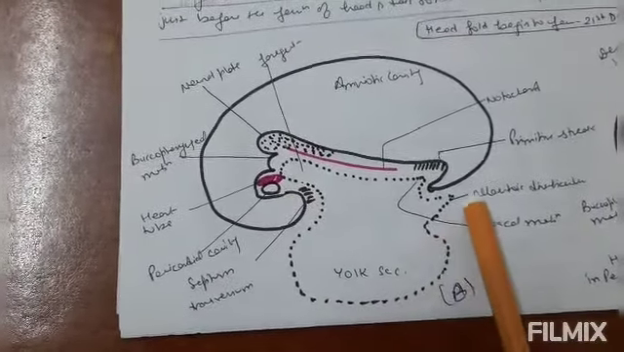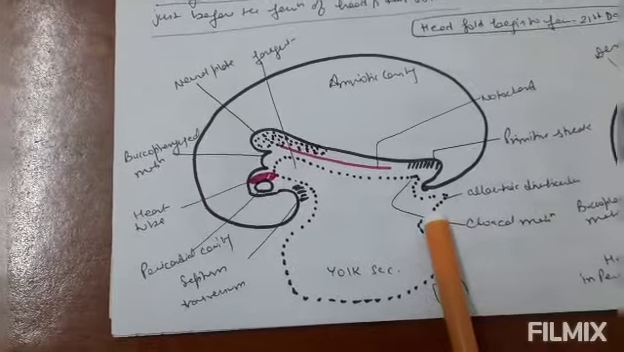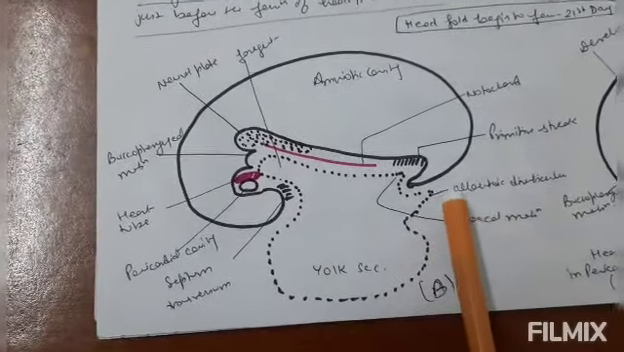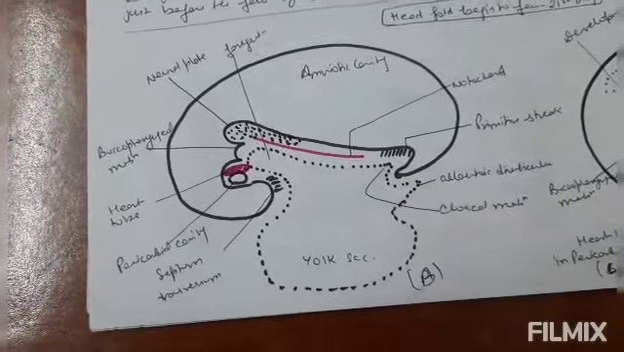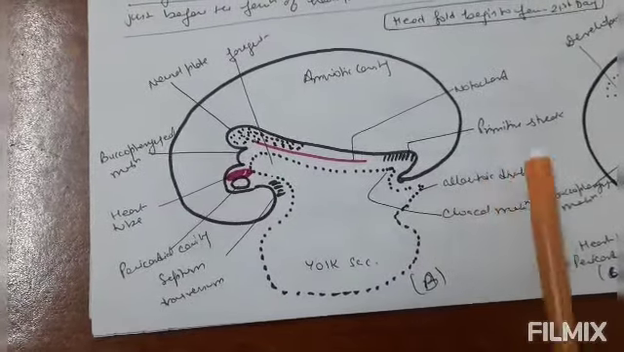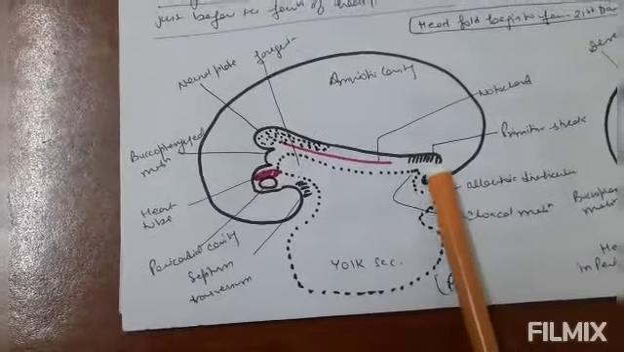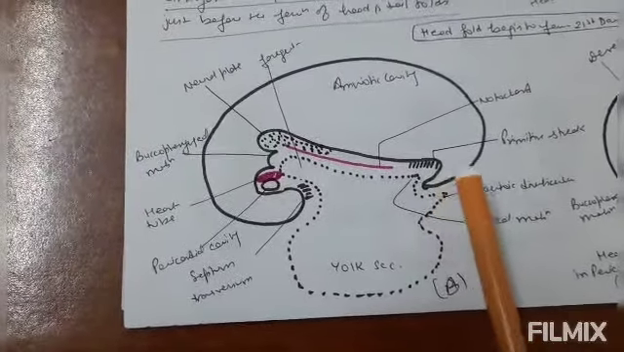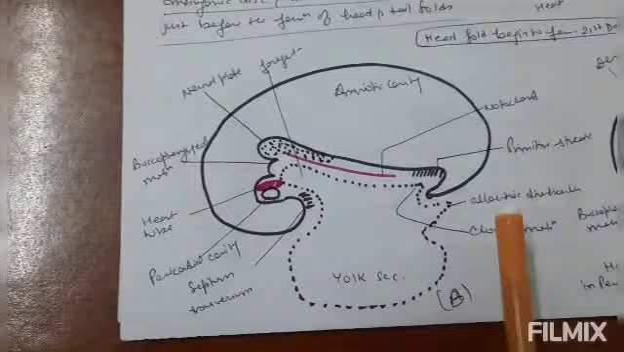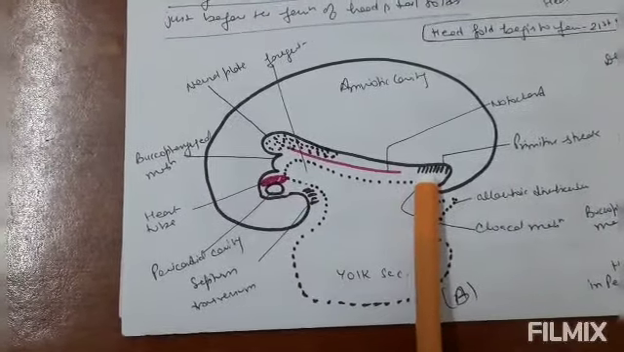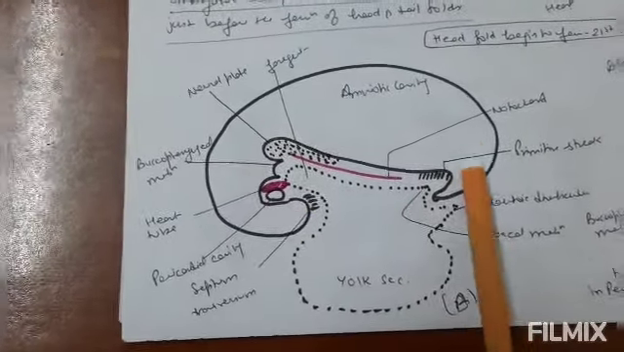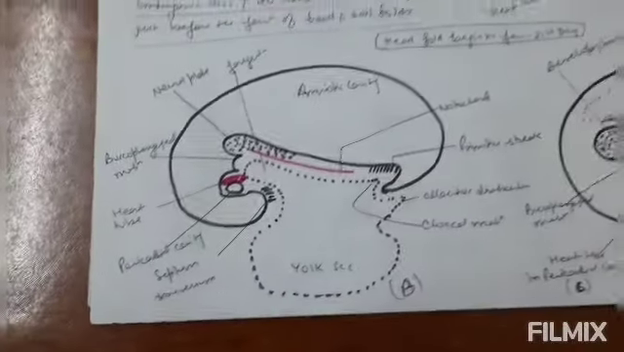There is a development of a diverticulum which is known as the allantoic diverticulum. Obviously this diverticulum will further develop, it will communicate with the hindgut and it will form the vitellointestinal duct. Okay, this is the primitive streak and there is a cloacal membrane. This pink line is the notochord development, and this hollow is the amniotic cavity.